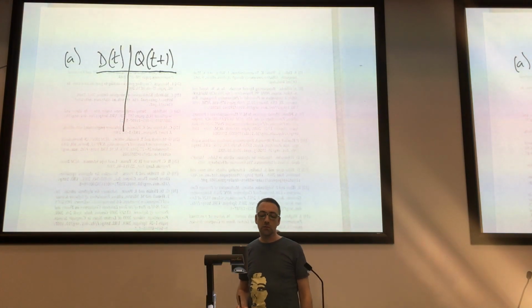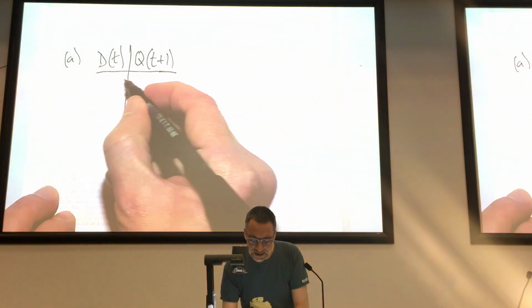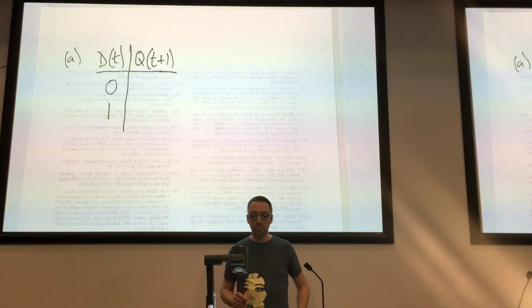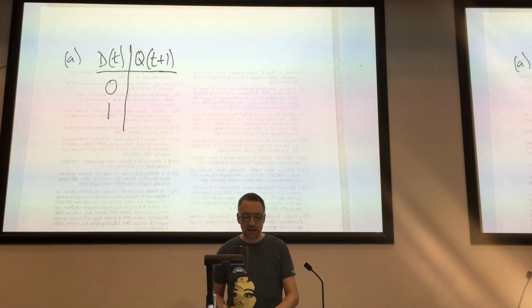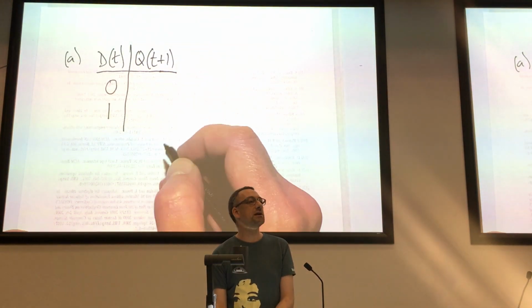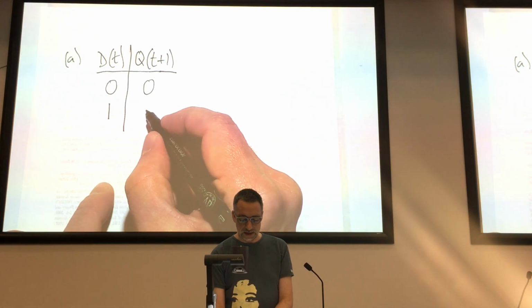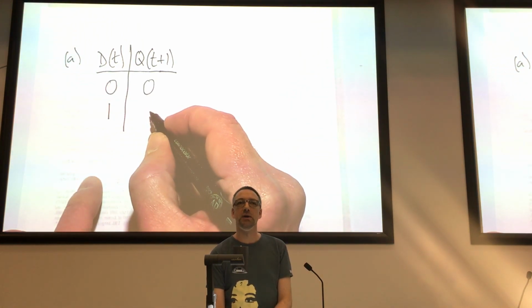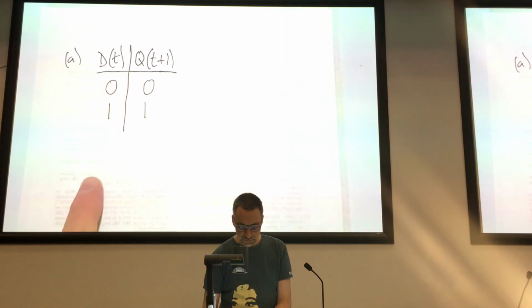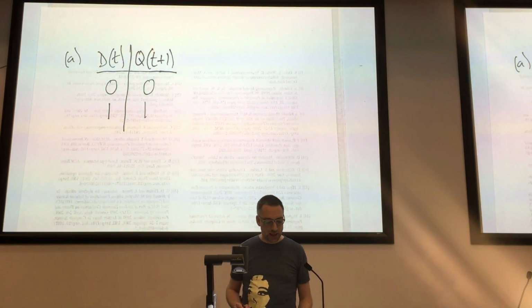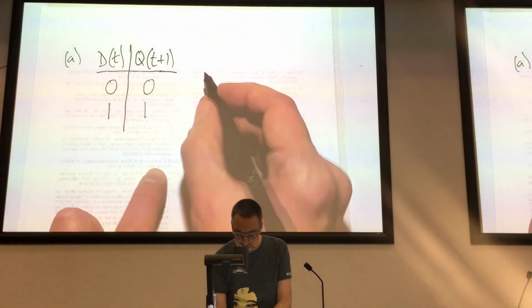Okay, so we tabulate the possible D signals, 0 and 1. So when D of t is 0, what will Q of t plus 1 be? 0. And when D of t is 1, what will Q of t plus 1 be? 1.